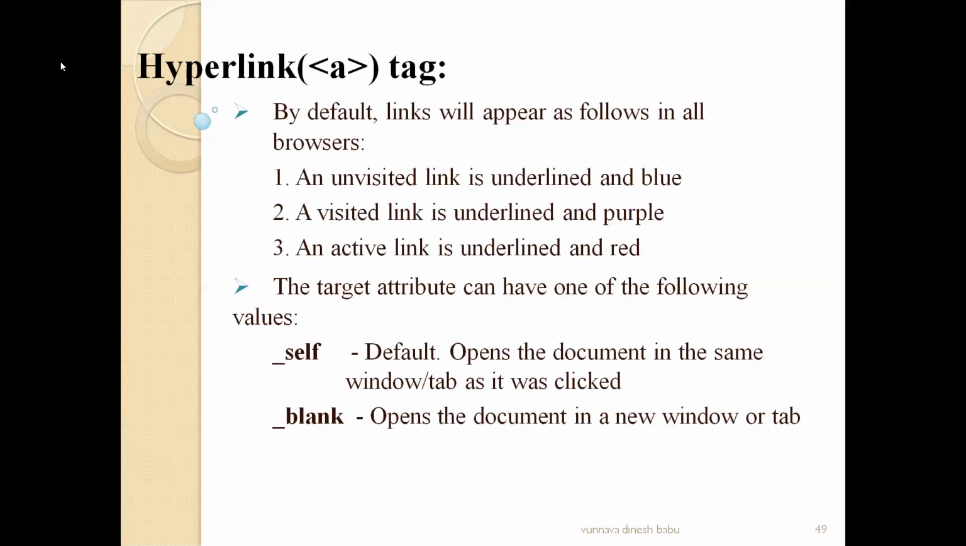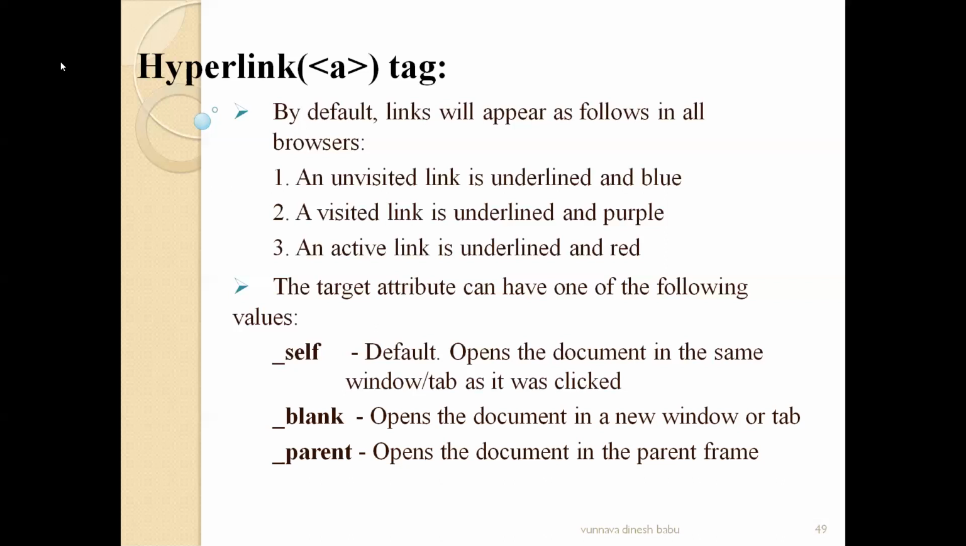So when we provide underscore blank to the target attribute of anchor tag, it means that that particular document will be opened in a new window or a new tab. So when we provide target equal to, within the double quotes, underscore blank, it means that particular document will be opened in a new window or in a new tab. So if we want to open the document in the same window, we have to provide underscore self, or if we want to open the document in a new window or a new tab, we have to provide underscore blank.